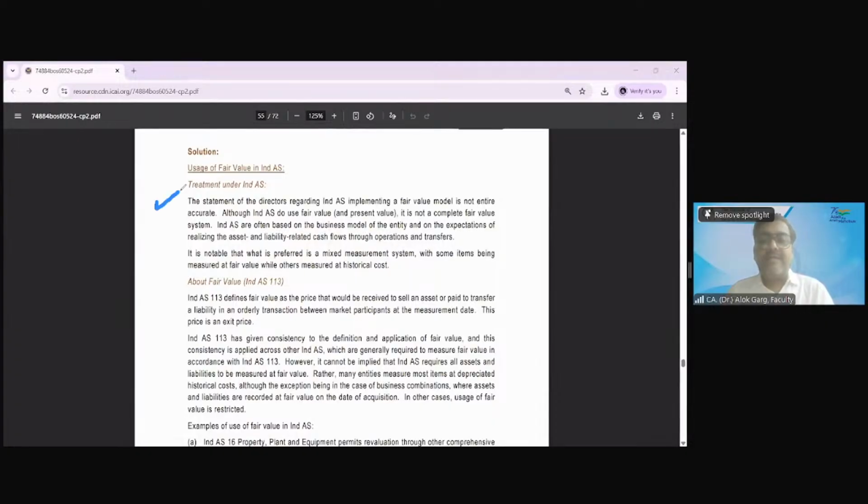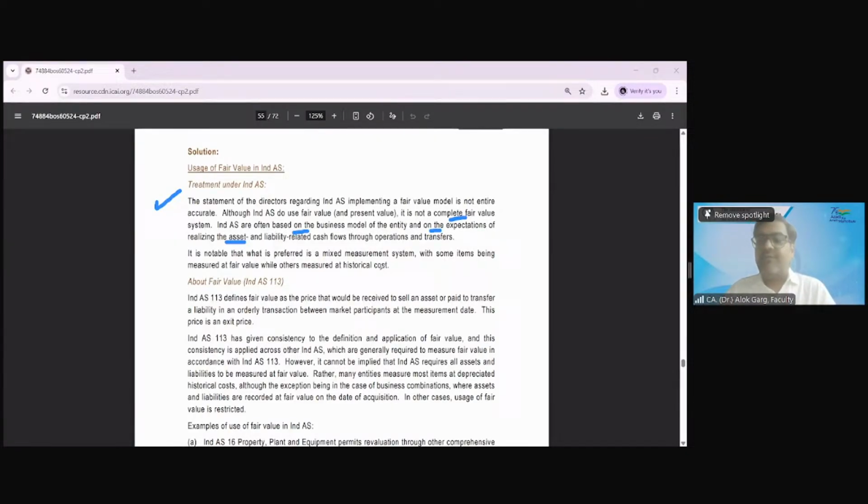Treatment under Ind AS. The statement of the director regarding Ind AS implementing a fair value model is not entirely accurate. This is not correct. Although Ind AS do use a fair value and present value, it is not a complete fair value system. Ind AS are often based on the business model of the entity and the expectation of realizing the asset and liability related cash flows through the operations and transfer. It is notable that what was preferred is a mixed measurement system with some items being measured at fair value and some items being measured at historical cost.